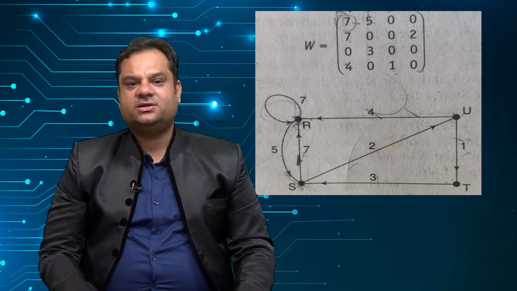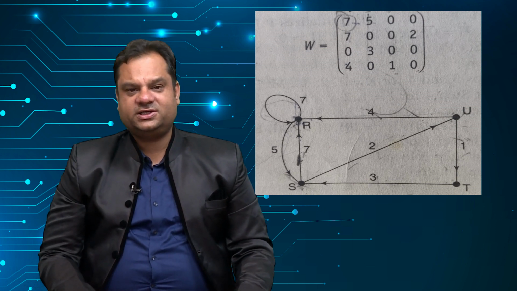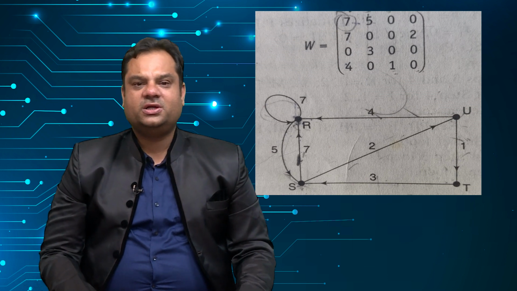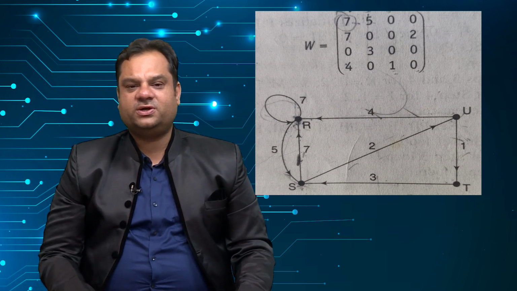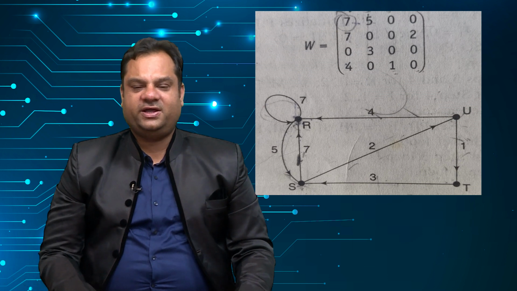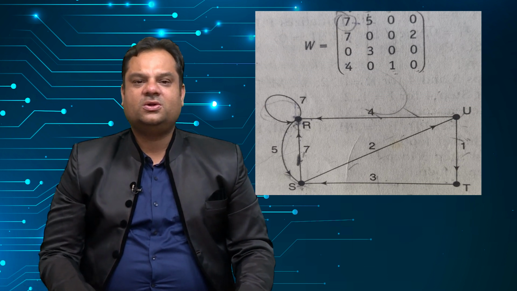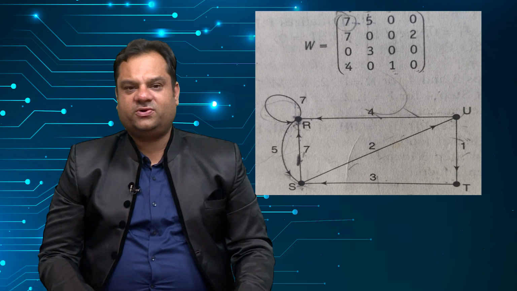Again we cross check. T to R. Can we have a direct edge? No. That's why I put the value 0. Can we have a direct edge from T to S? Yes, we have a direct edge. That's why the weight is 3. That's why I put the value 3 over there in our matrix.